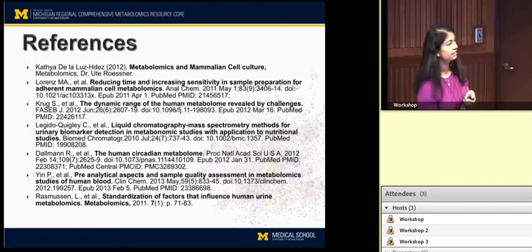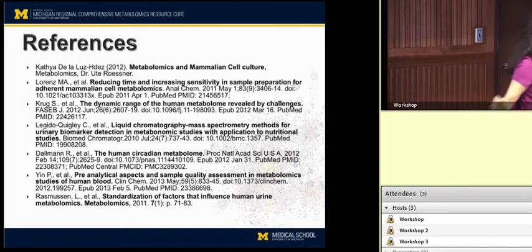A question about the data normalization. We do a cell metabolomics study. We have two ways to normalize data. You can use cell counts, you can use protein concentration. So which is the best way to normalize?